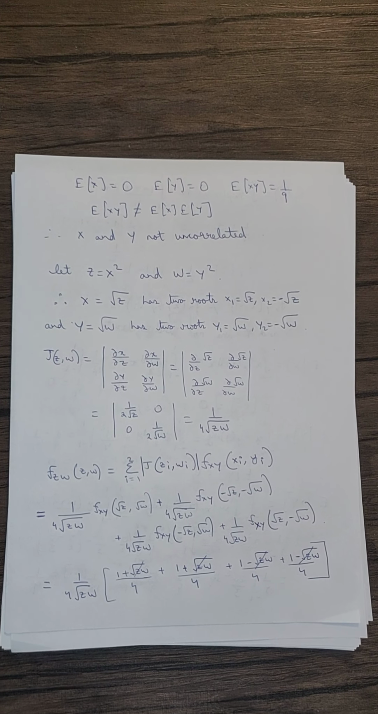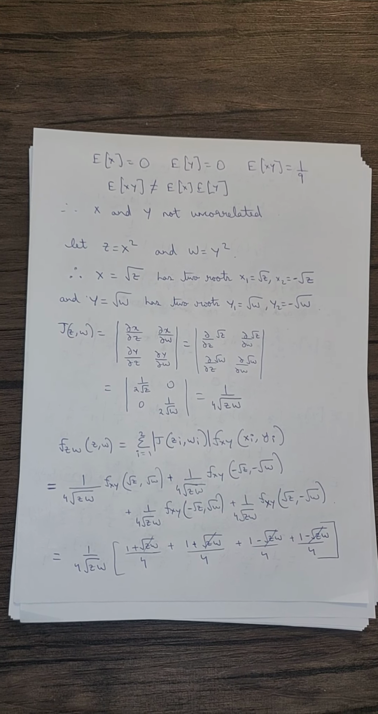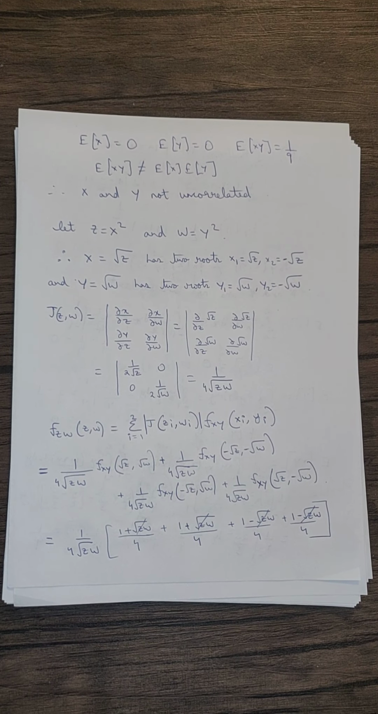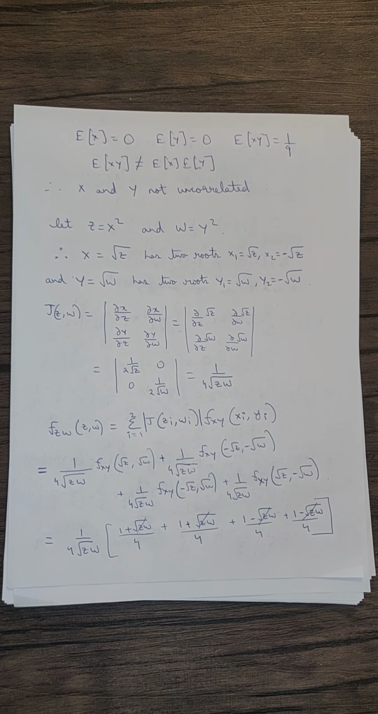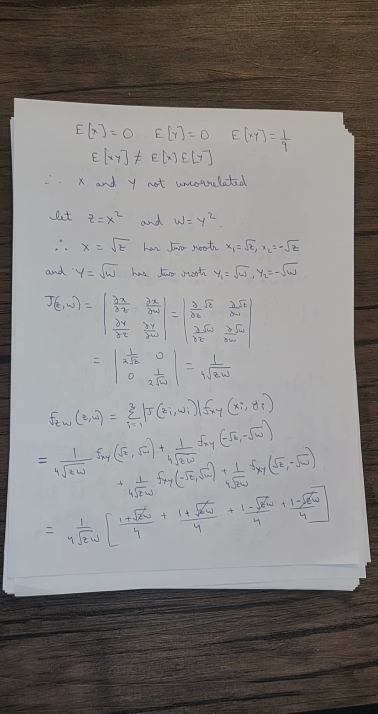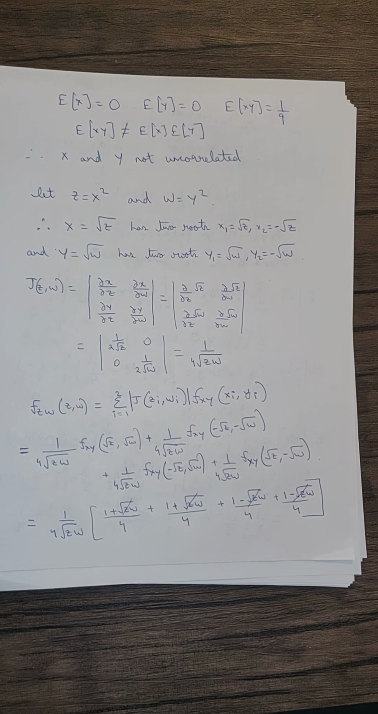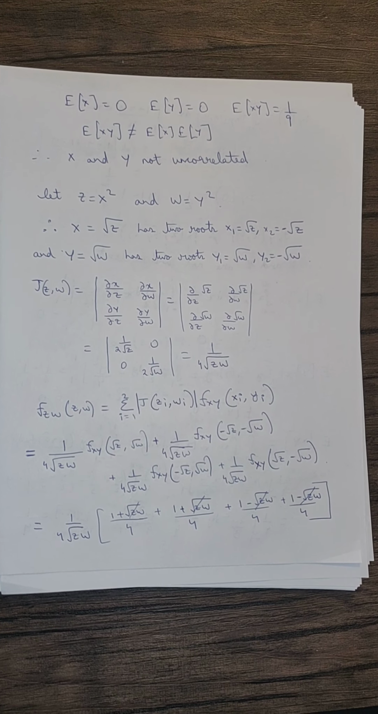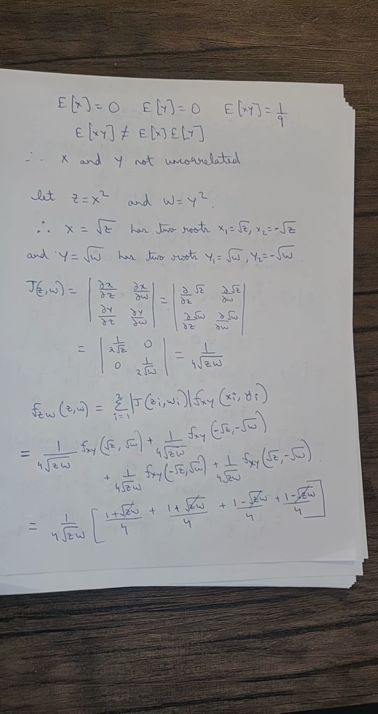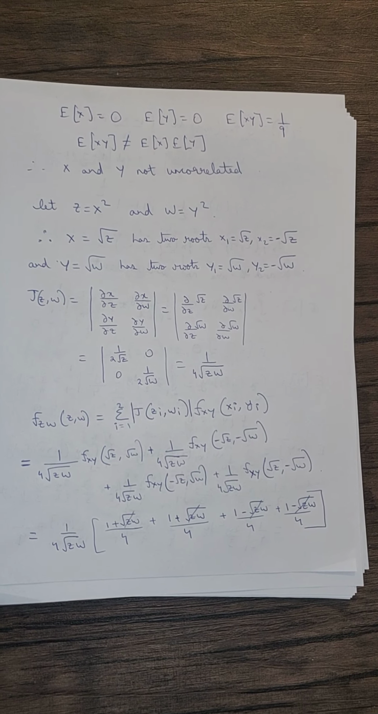Now we have to find the joint density of x squared and y squared. Let us take z equal to x squared and w equal to y squared. So z equal to x squared has two solutions, x1 equal to root z and x2 equal to minus root z. Similarly, w equal to y squared has two roots, y1 equal to root w and y2 equal to minus root w.